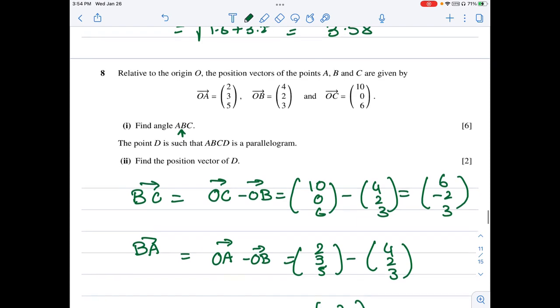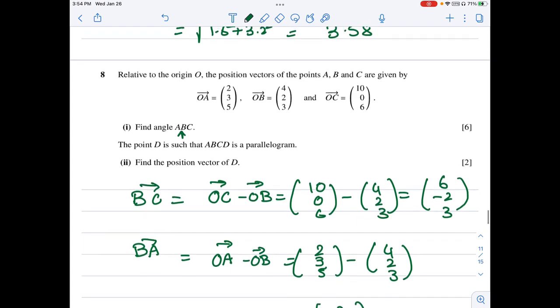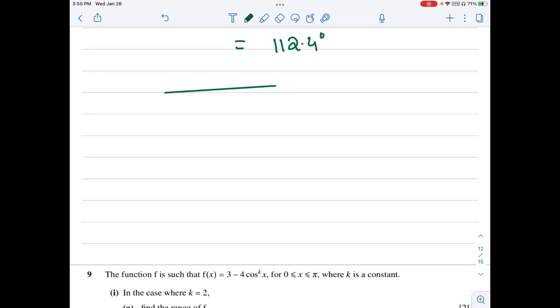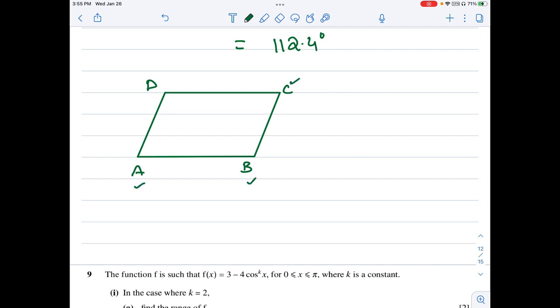Next part, point D is such that ABCD is a parallelogram. Find the position vector of D. ABCD is a parallelogram, so we shall try to draw the parallelogram. A, B, C are given, and D. In a parallelogram, diagonals bisect each other. The midpoint of AC should be equal to the midpoint of BD.